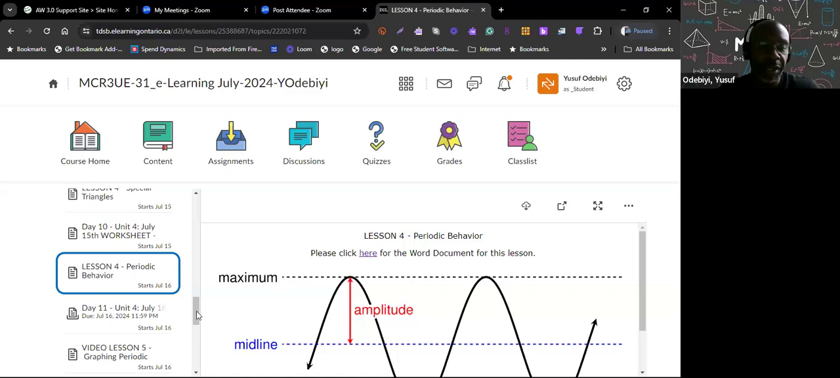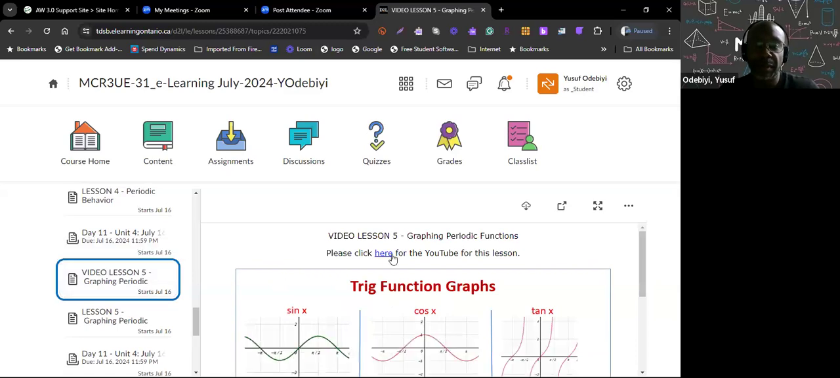Okay, so then there's worksheet questions for that. Graphing, let's get into graphing. Graphing sinusoidal functions, and we kind of talked about it in the previous lesson, but we'll look at it here.